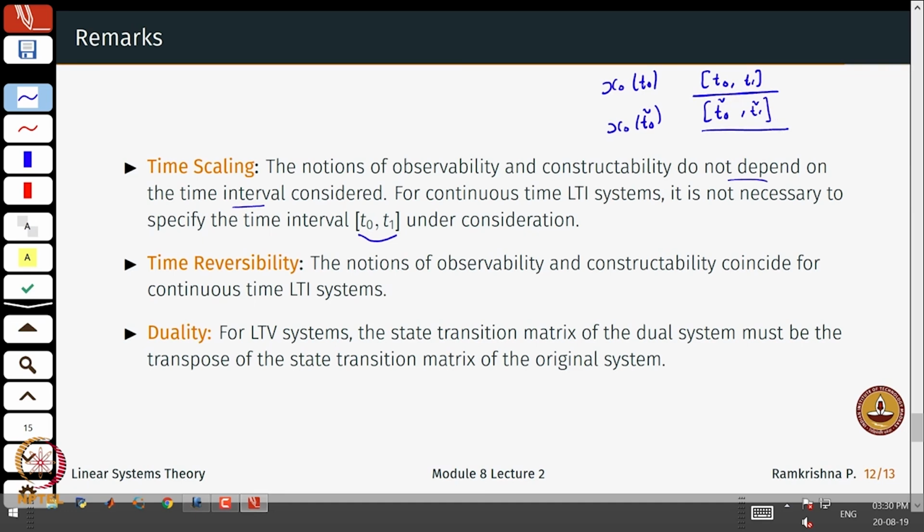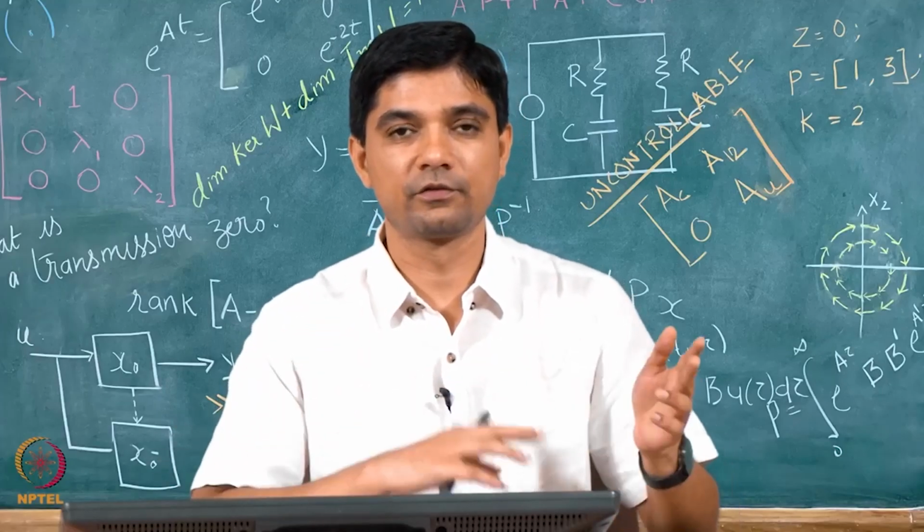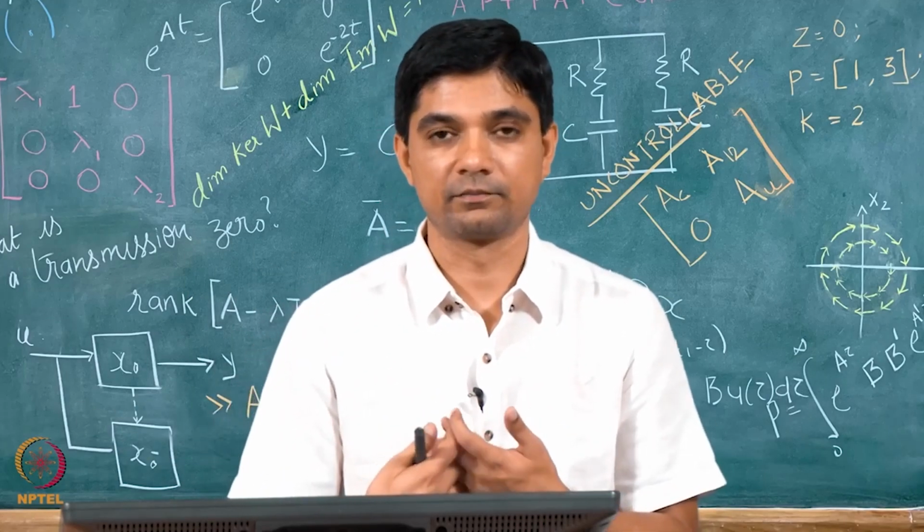So, if I can find x T naught, it is also equal to saying that I can actually find x T naught tilde also. Okay. So, the notions of observability and constructibility coincide for continuous time LTI systems. So, which means that if one can reconstruct the states from future input and output, one can also reconstruct it from the past inputs and outputs. Okay, it's a similar argument of saying that the notion of reachability and controllability were similar in the continuous time LTI systems.